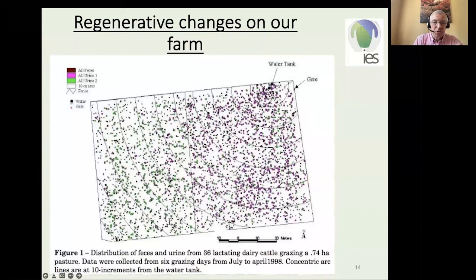The brown dots are actually fecal deposits within the field. The water tank is up here and the gate over here. The animals tend to spend most of their time in this area. They wander off and graze, then come back and lie down near the water tank. So you end up with a net transfer of fertility from the whole field across towards where the water tank is. This gradual transfer of fertility drives the increasing need for artificial fertilizer use.